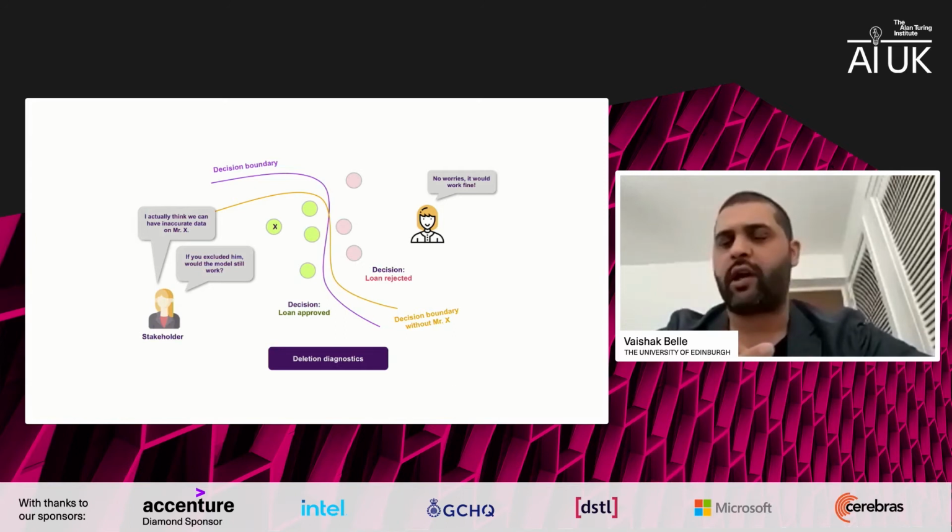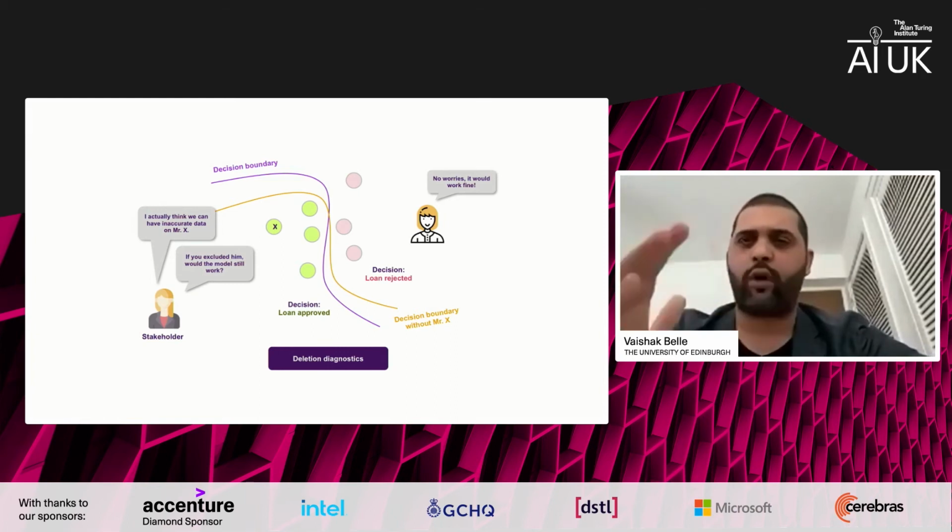X was kind of an outlier, and is there a way to think about the model with this whole training data removed? Right? So we would use a technique called deletion diagnostics, where you would kind of alter the decision boundary to account for this point being removed. And so on and so forth.